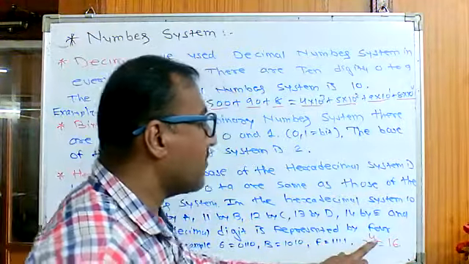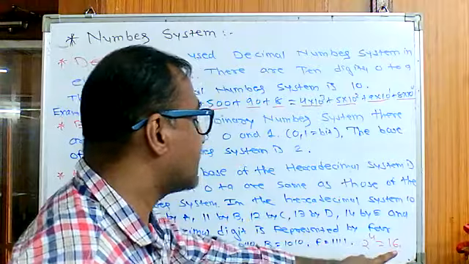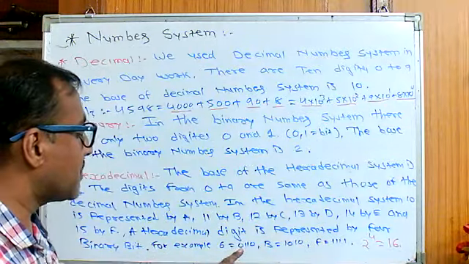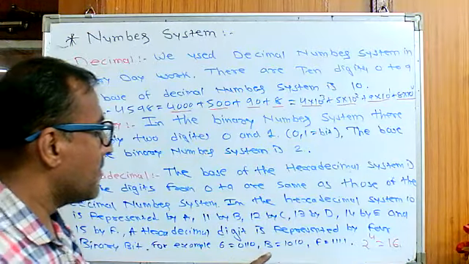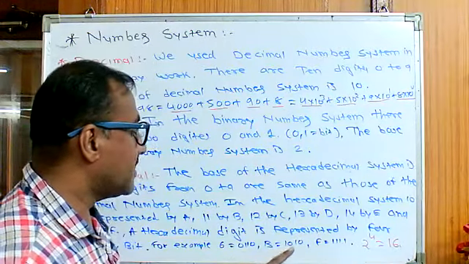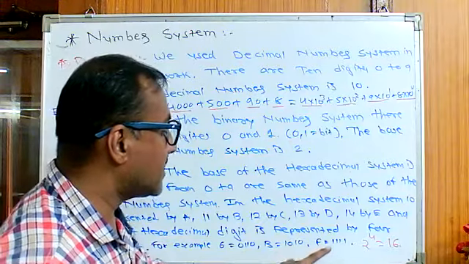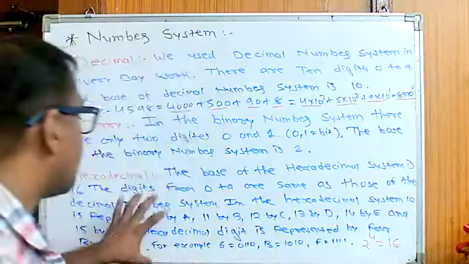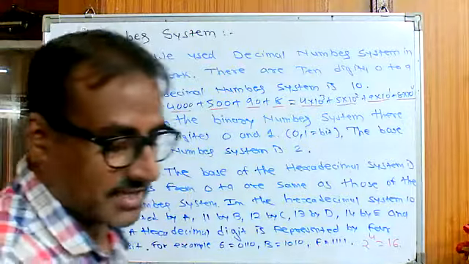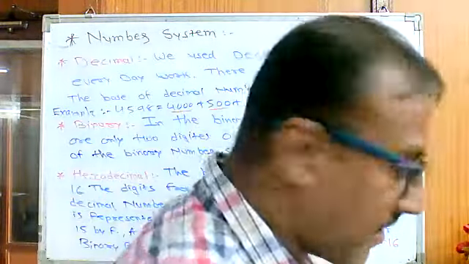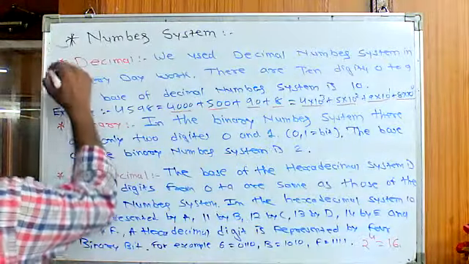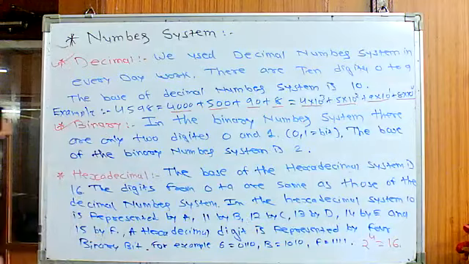How many bits in binary? 4 bits, equal to hexadecimal's 16. For example, 6 is represented by 0110, A is represented by 1010, and F is represented by 1111. So the hexadecimal number system is based on 16. Today's lecture is converting the decimal number system to the binary number system.